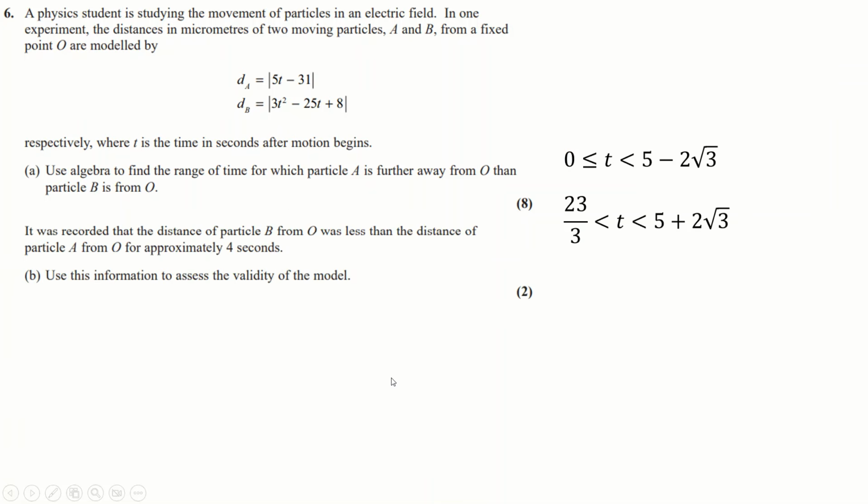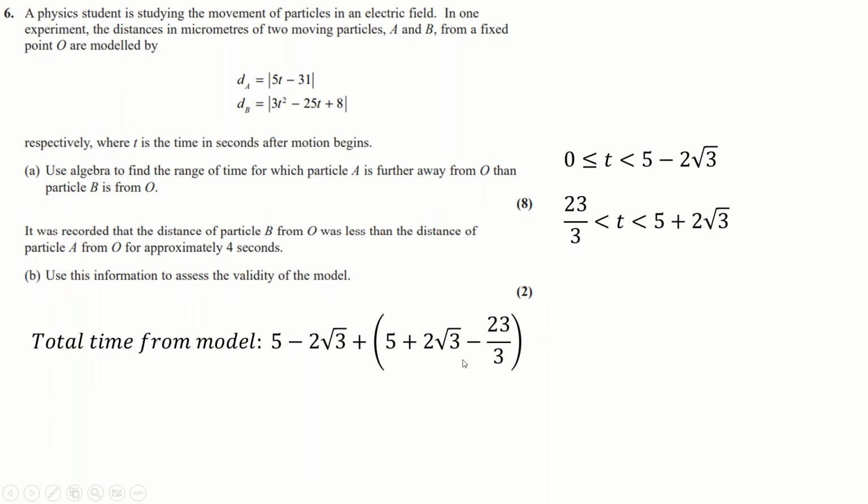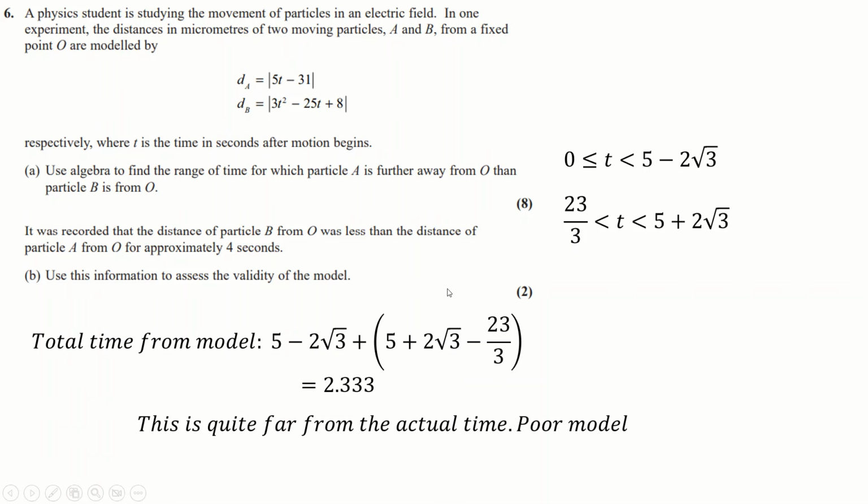Yeah, sure. Anyway, it's recorded that the distance to the particle from B was less than from A for approximately 4 seconds. So essentially it's saying that this result should be about 4 seconds if the model is good. So what we do is we just add up these intervals. So we say, okay, well this interval is clearly 5 minus 2√3 long, and this interval is this minus this long. So we add up those 2 times, and we get this answer, and that's a long way from 4, so this model isn't good.